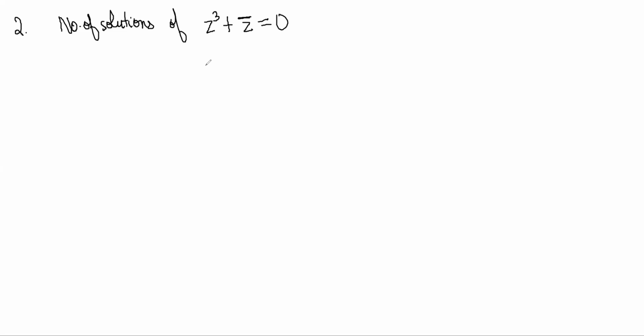Okay. So z cube plus z conjugate is 0, number of solutions, right? This one, you can do it in multiple ways. If you think of z as x plus iy, then z cube you can calculate easily.